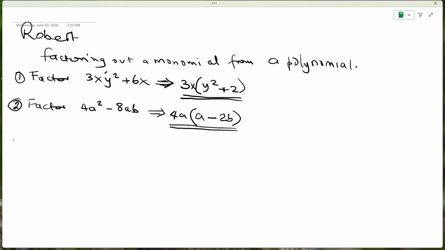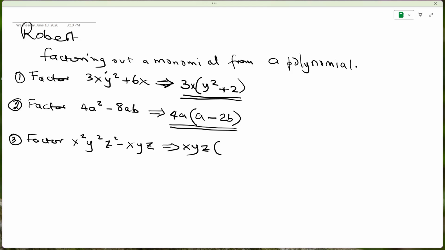Right. Let's try the third example. You're supposed to factor x squared y squared z squared minus xyz. So we look for the common elements within the two parts. We have x squared here, and then we have x here, so we can pull out the x. Then we have y squared here, and we have y here, so we can pull out y. And we have z squared here, and just z here, so we can have our z there.